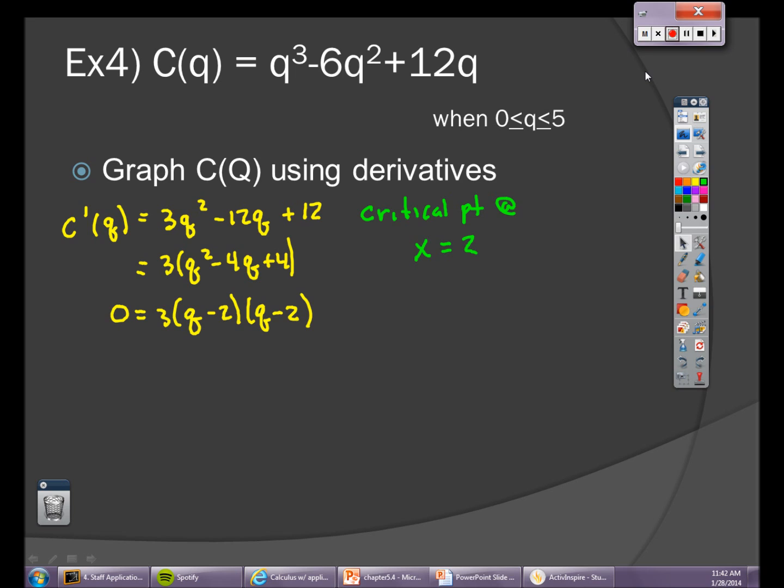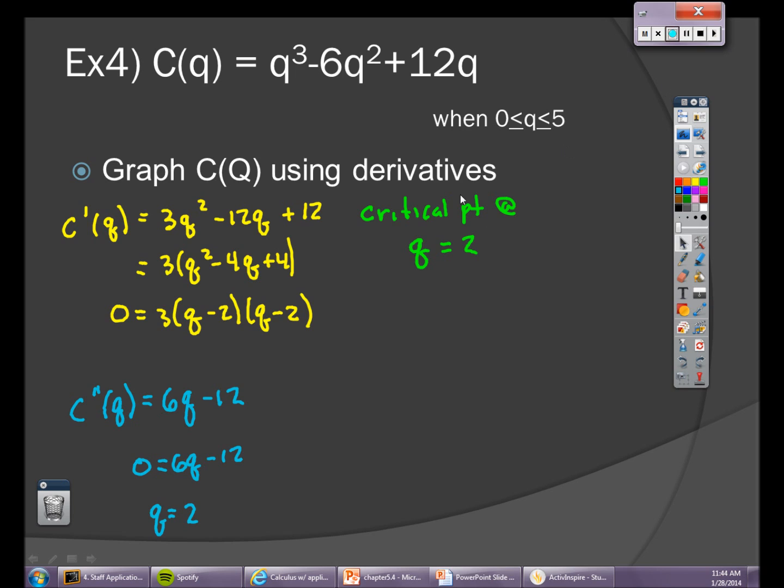And you can see that I do have a critical point at x equals 2. From what we learned previously, that may or may not be a max or a min. It may or may not be an inflection point. So let me go ahead and find the second derivative and set that equal to 0. And when I do that, I get the same quantity of 2.